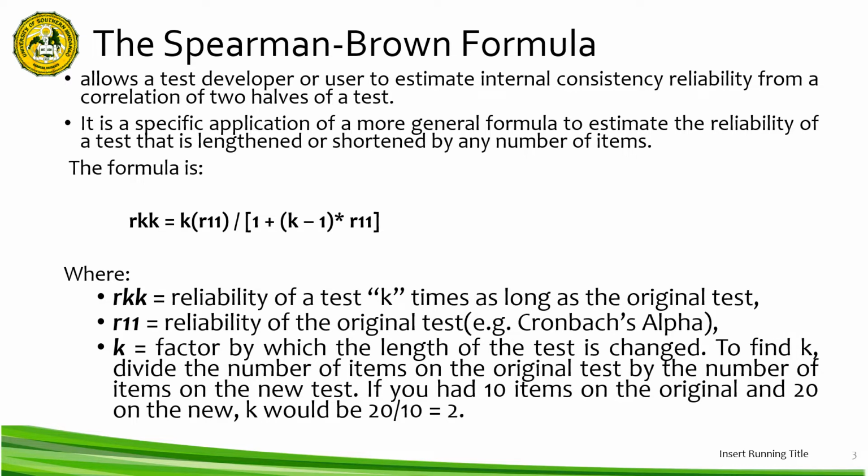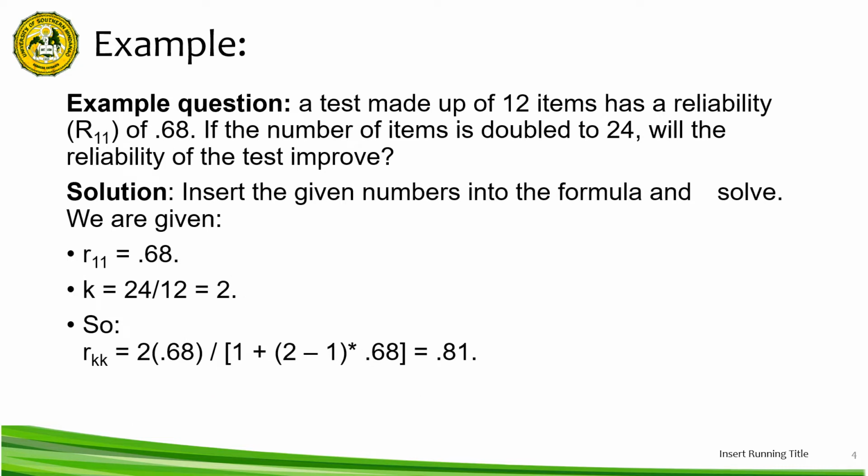The Spearman-Brown formula is also called the Spearman-Brown prophecy formula. It is a measure of test reliability. It's usually used when the length of a test is changed and you want to see if the reliability has increased. So, example question: a test made up of 12 items has a reliability, or R_11, of 0.68. If the number of items is doubled to 24, will the reliability of the test improve?